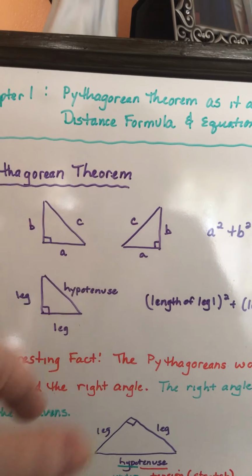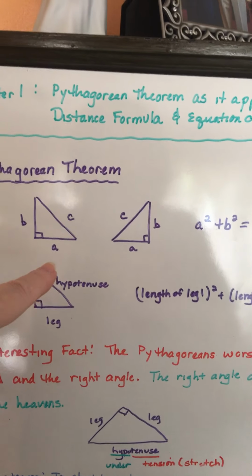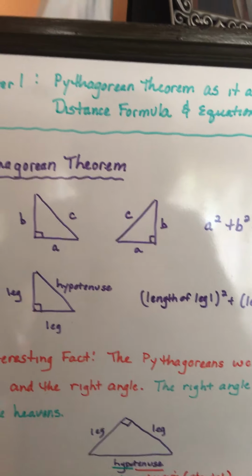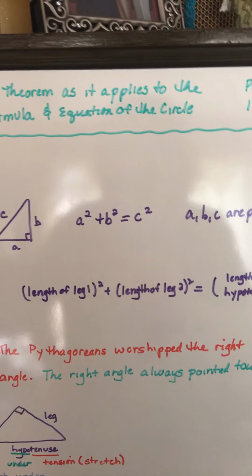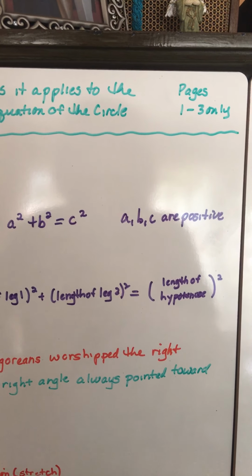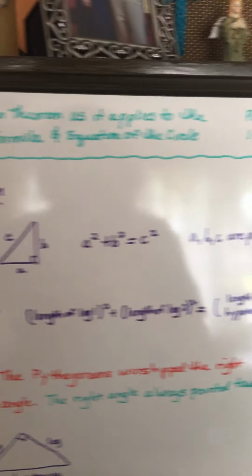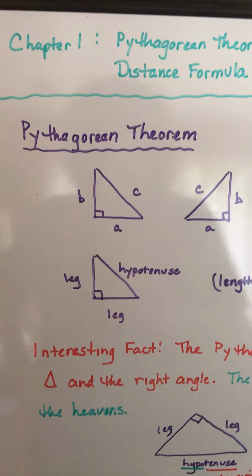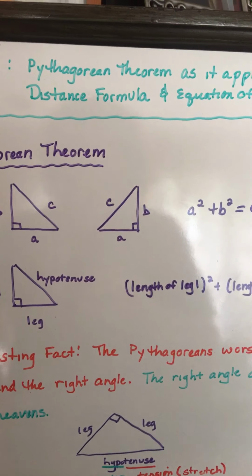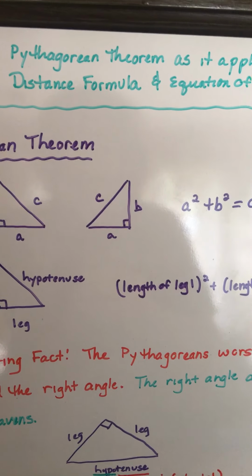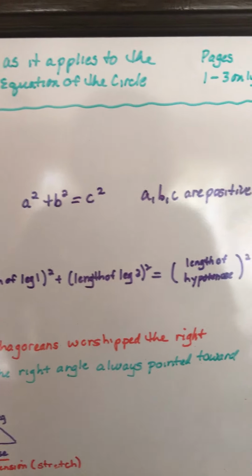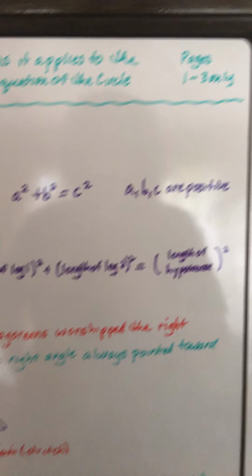It doesn't matter how you draw it. You can draw it upside down, kitty-cornered, but we usually call one leg A, the other leg B, and we call the hypotenuse C. And you know that A squared plus B squared equals C squared, and you realize that A, B, and C are positive. These are magnitudes. And sometimes you'll see me just write leg, hypotenuse. So it's the length of leg 1, whichever one you want to call leg 1, squared, the length of leg 2 squared, and the length of the hypotenuse squared.